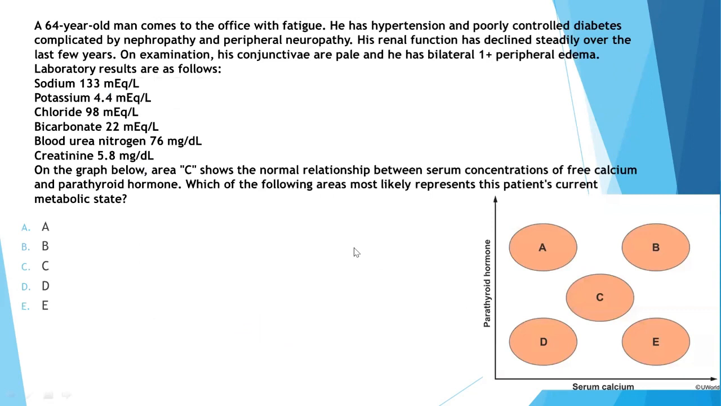So in this case, there is increased PTH, but there is low serum calcium. So the answer is A.